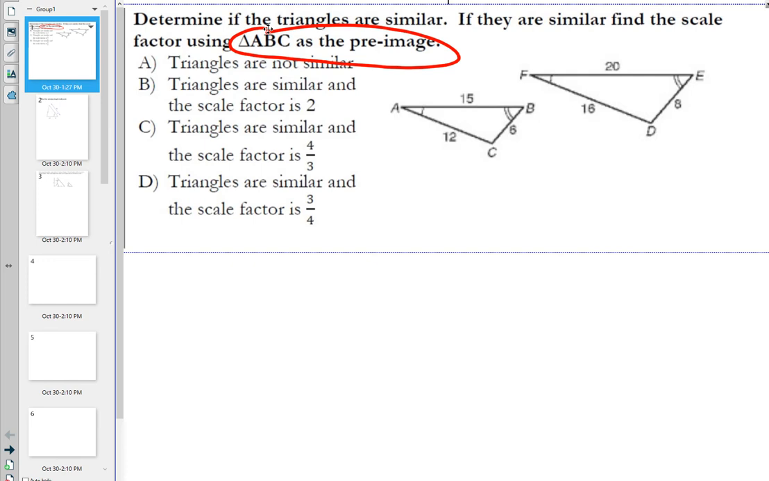Now, technically, there are two questions here. They are first asking you if the triangles are similar. So are they similar, yes or no, and why? Yes. Why yes? Okay, it is similar by angle similarity.